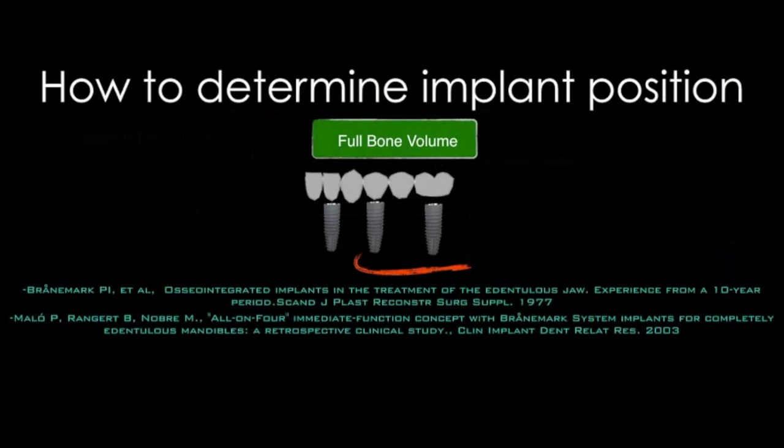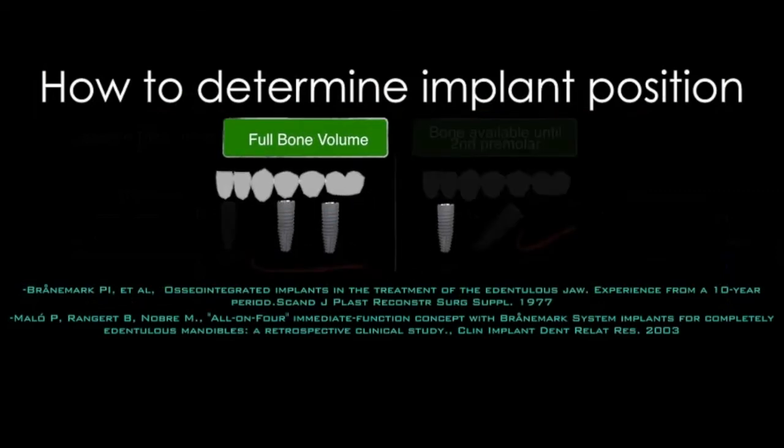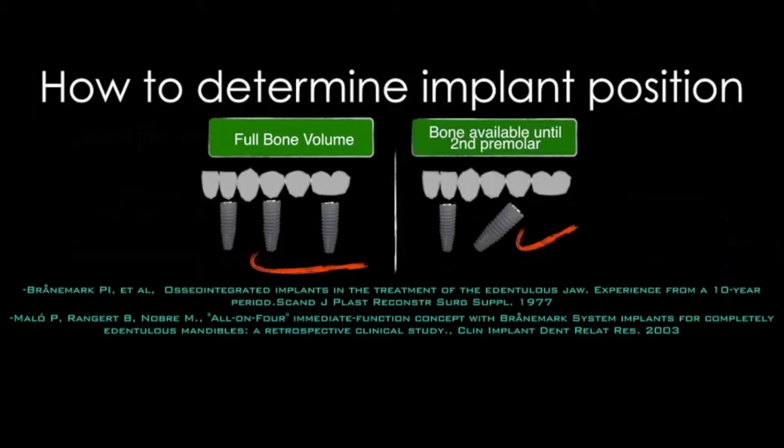So depending on how much bone you have available, it's going to be the distribution of the implants, and it's going to be your determination to decide whether you need to angle those implants or not. Also, your anatomy is going to be playing a very important role in that decision making.